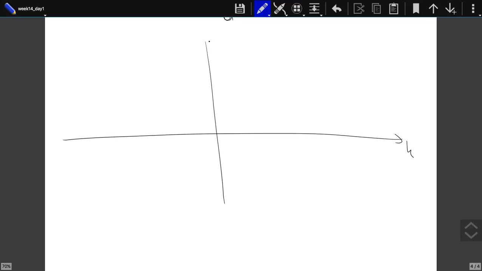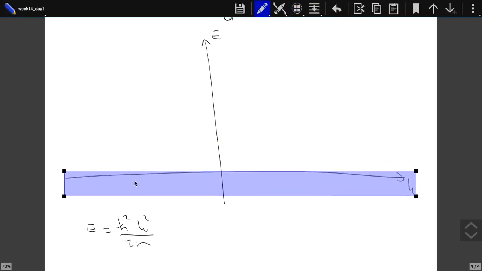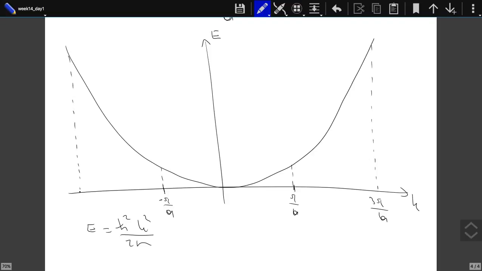This is K. This is, let's say, the energy. For a free particle, we know that the energy is h bar squared K squared over 2m, and it basically looks like this. This is the shape. Let's say this is pi over a, this is minus pi over a, and this is 3 pi over a, and here we have minus 3 pi over a.